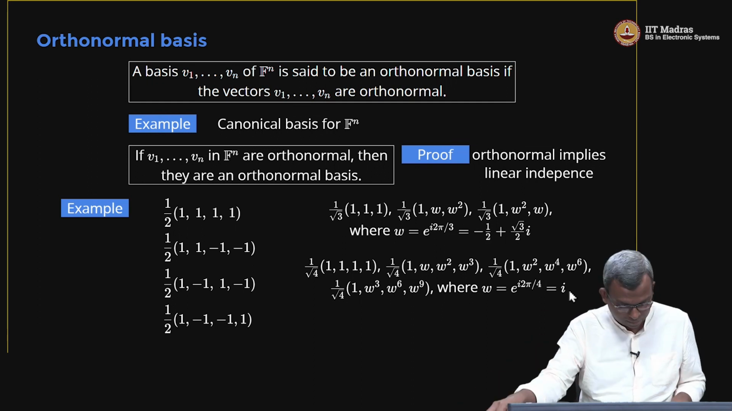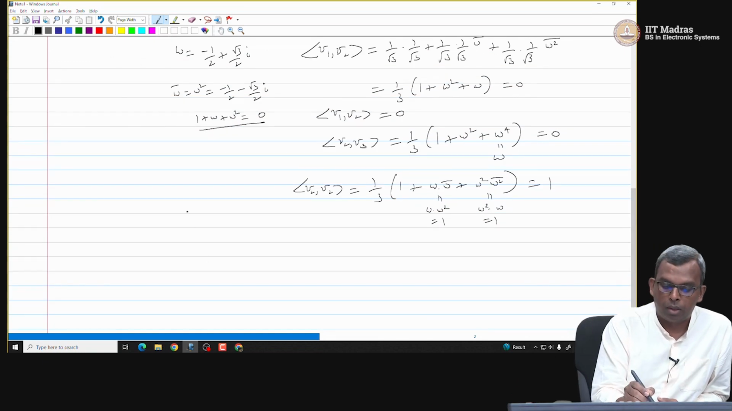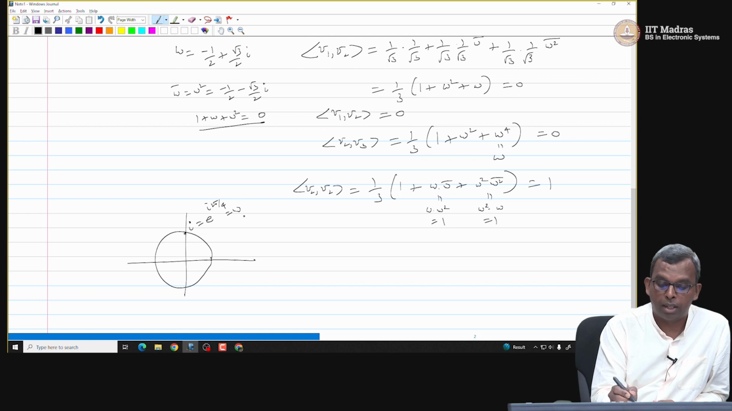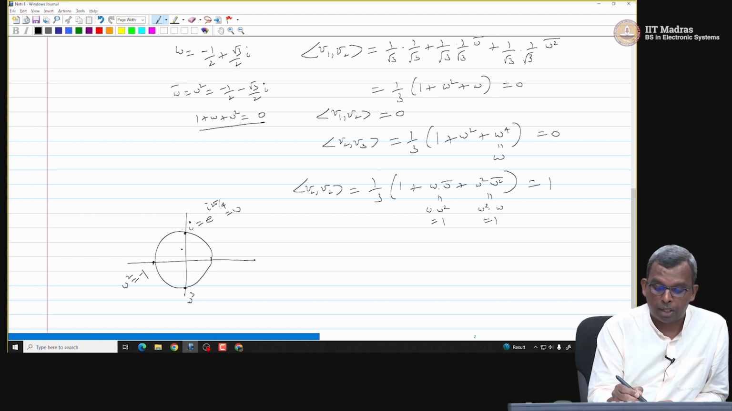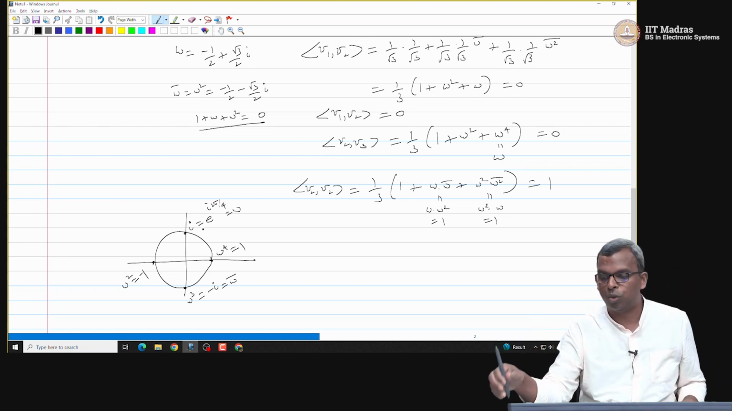If you go to the unit circle and do e power i 2 pi by 4, 2 pi by 4 is pi by 2. So this is just i. This is my omega now. This omega is very, very nice. Omega squared is minus 1, omega power 3 is actually minus i, which is the same as omega bar, and omega power 4 is 1. So that is how it goes.